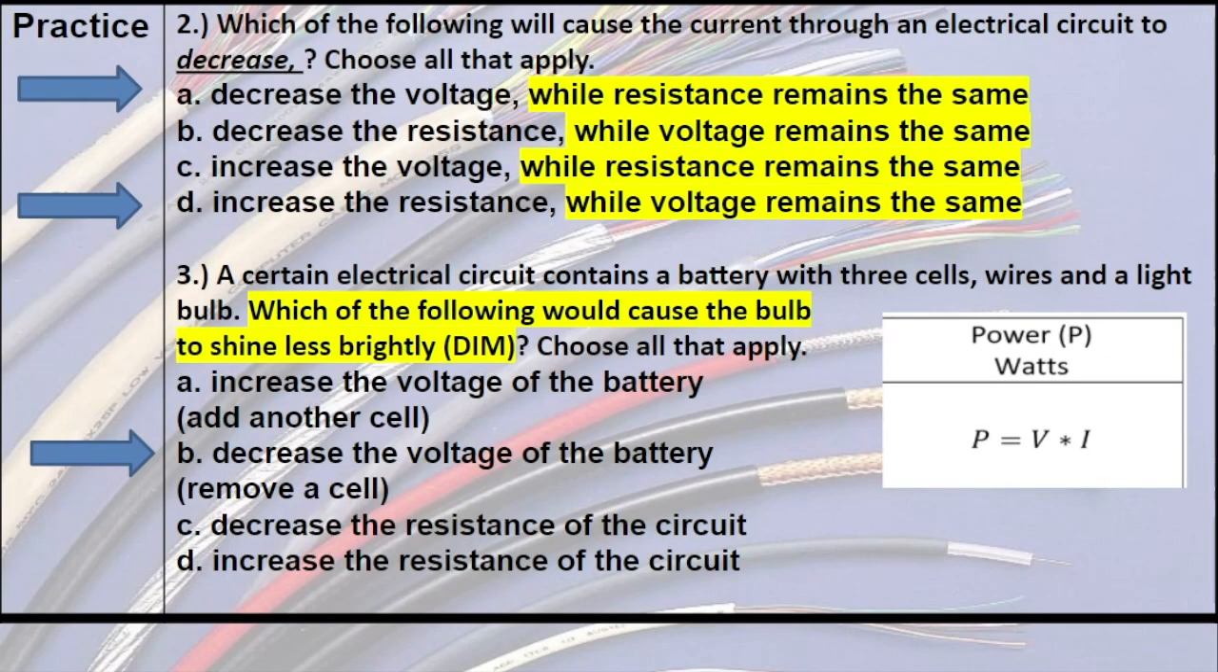So by decreasing the resistance, we're actually going to end up increasing the current. And if we increase the current, we can see that that's going to make power bigger. And the more power we have, the brighter our bulb. So C is not the right answer.